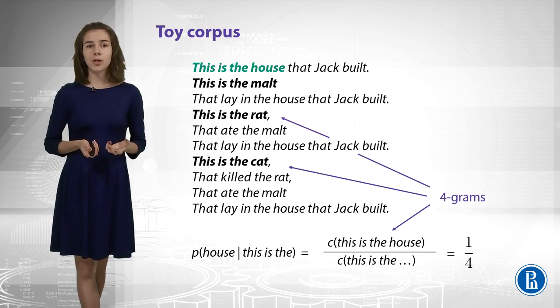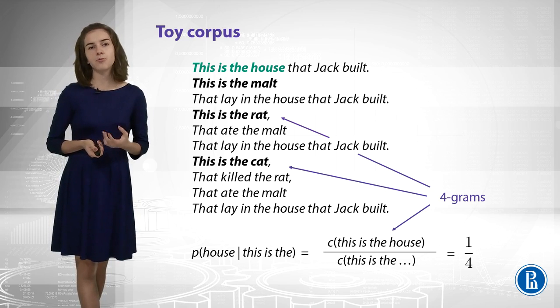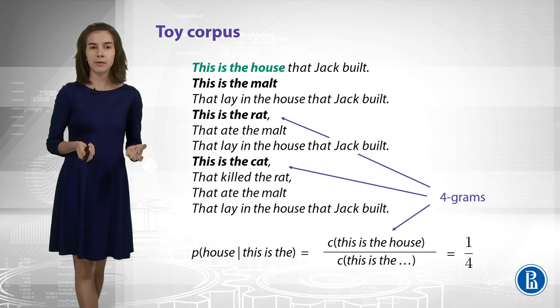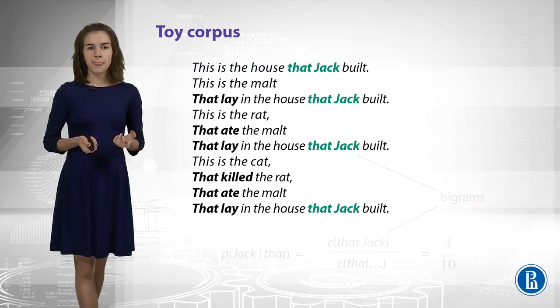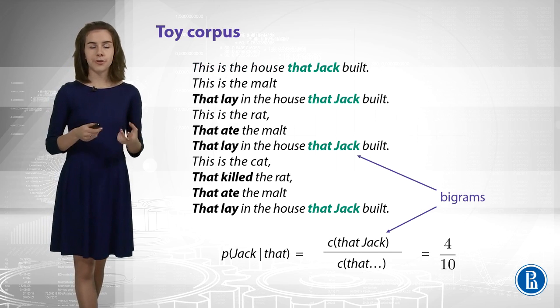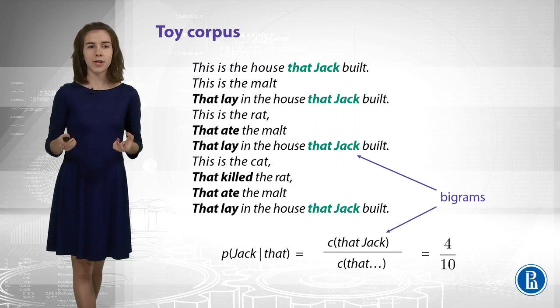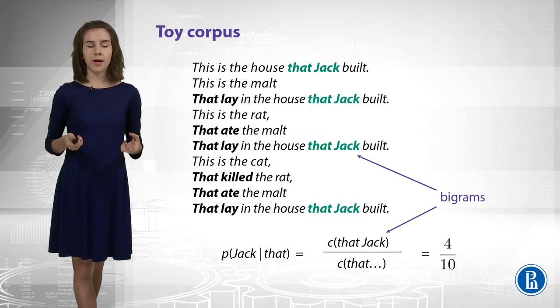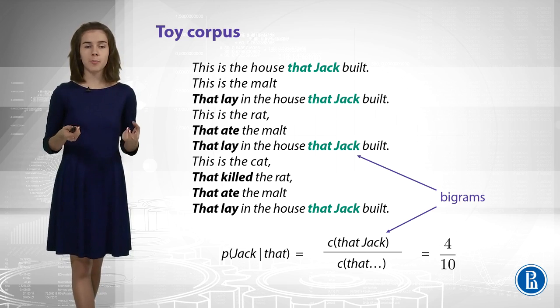what about bigrams? Can you imagine what happens for bigrams? For example, how to estimate probability of "Jack" given "that"? Okay, so we can count all different bigrams here, like "that Jack", "that lay", etc. and say that only 4 of them are "that Jack". It means that the probability should be 4 divided by 10.